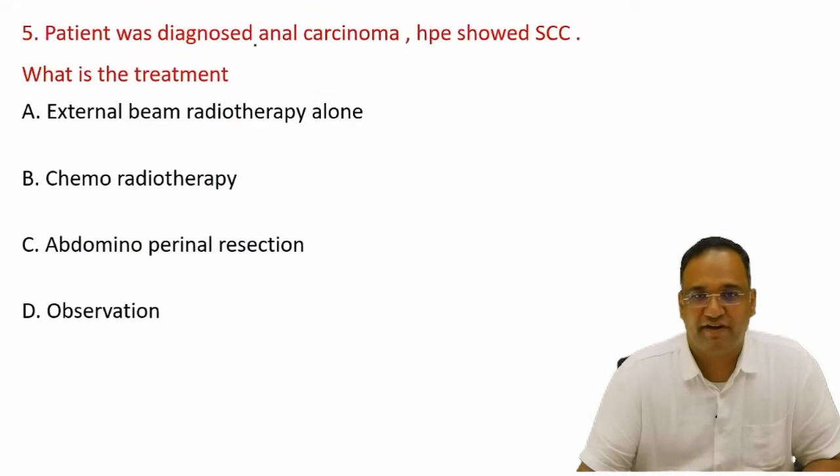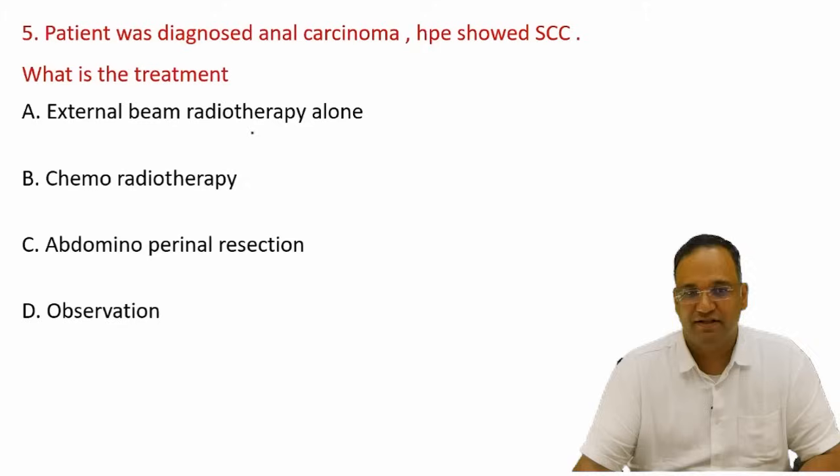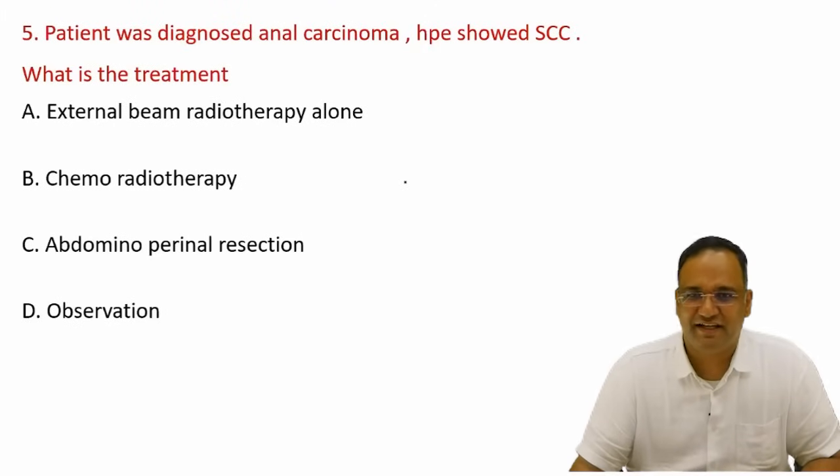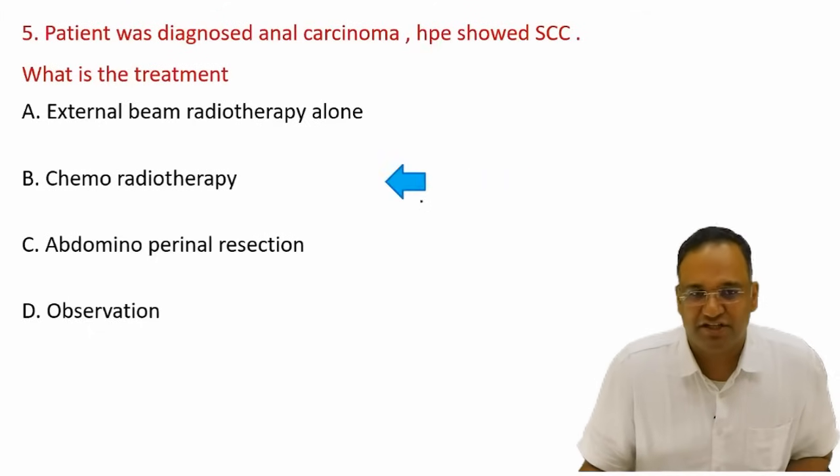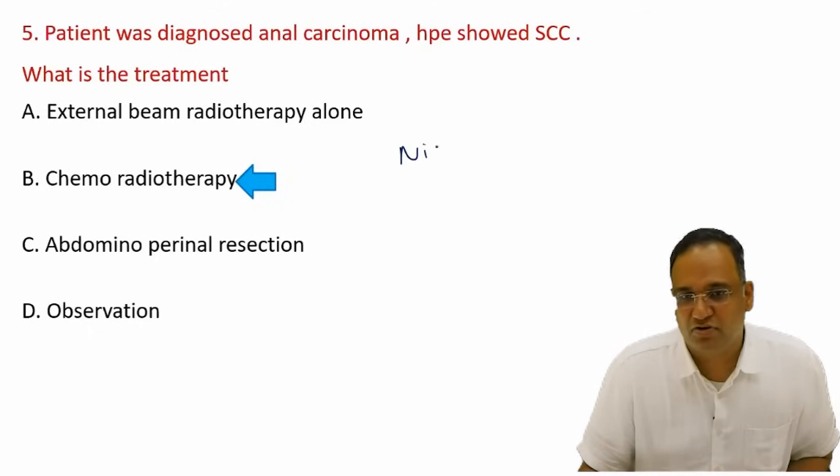Patient was diagnosed with anal carcinoma. HPE shows squamous cell carcinoma. What is the treatment of choice? It's a very, very clear-cut case, a very simple and straightforward question. We have discussed it n number of times in the class, and it is chemoradiation. It is called Nigro's regimen.